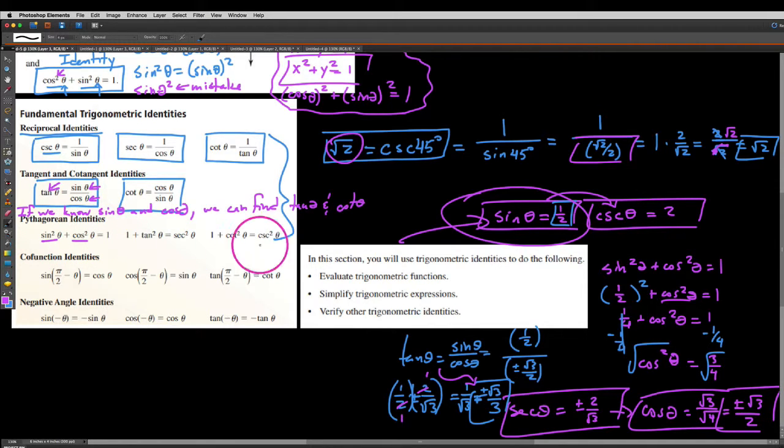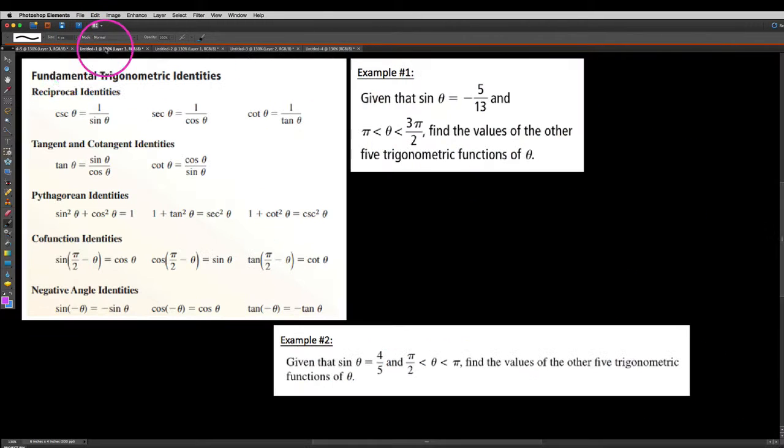Looking at these other two, we have two other Pythagorean identities. 1 plus tangent squared is secant squared. If we knew the tangent value, we could go find the secant value by substituting, or vice versa. If you know secant, go find tangent. And also over here, 1 plus cotangent squared is cosecant squared is another Pythagorean identity. Basically, if we know cosecant, let's substitute it in and go solve for cotangent. Or if you know cotangent, substitute it in and solve for cosecant squared or cosecant. So what we're going to do really is put these to use in order to do exactly that.